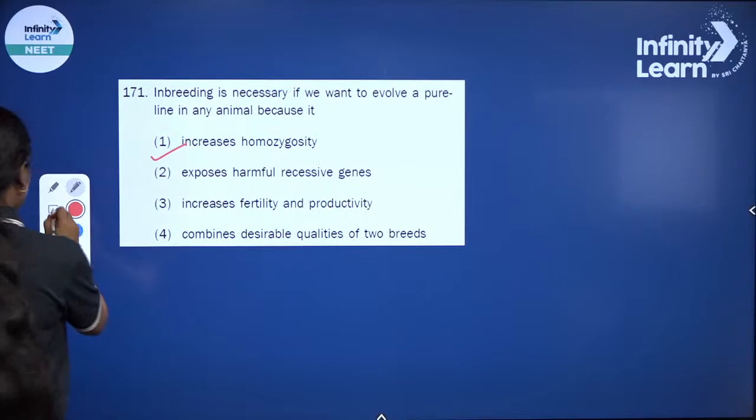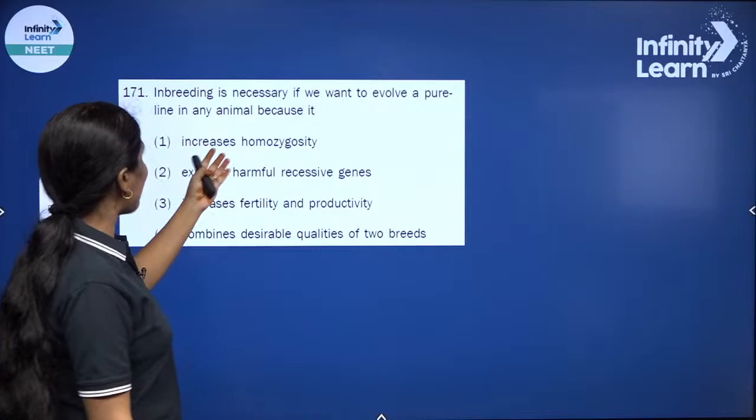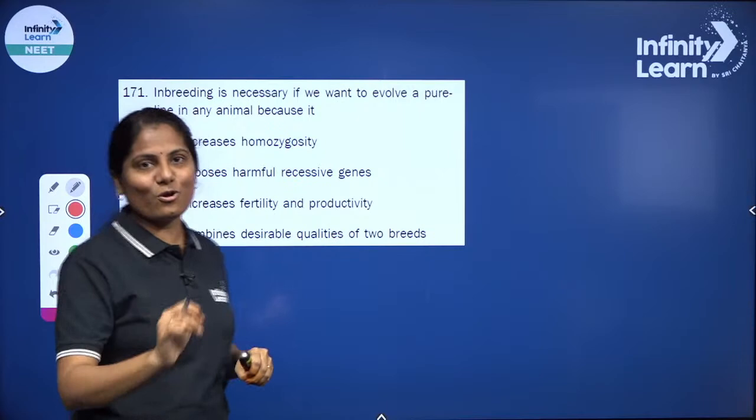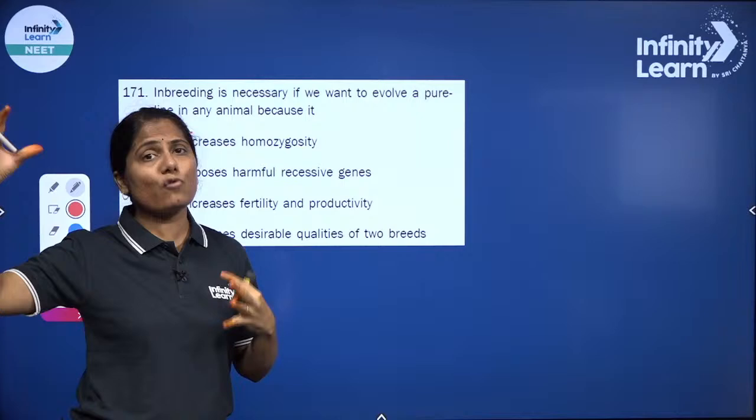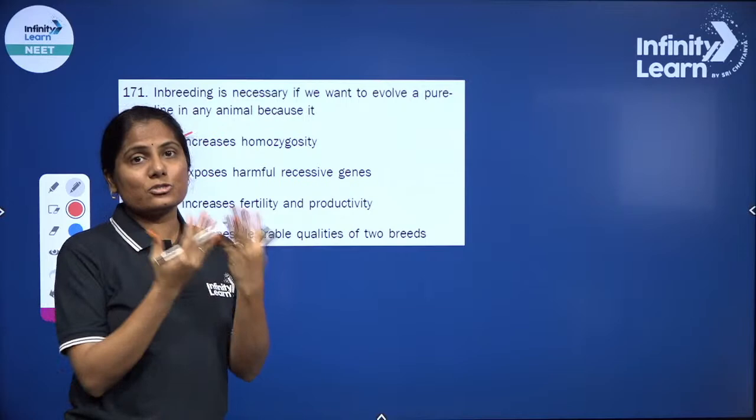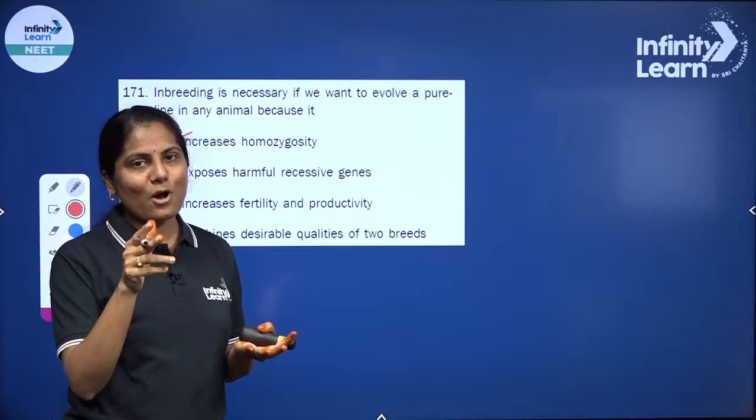Inbreeding is necessary if we want to evolve a pure line in any animal because it increases homozygosity. To obtain pure lines, we need to go with inbreeding. Inbreeding is basically between related animals, related for at least 4 to 6 generations. This eliminates the recessive ones, and the superior breed is developed. Eventually, because of excessive inbreeding, there's a problem of inbreeding depression.